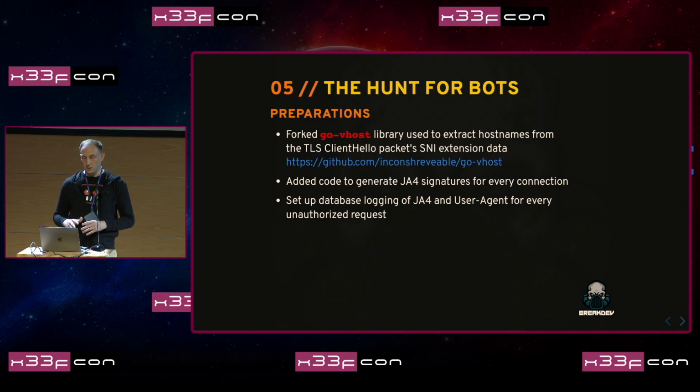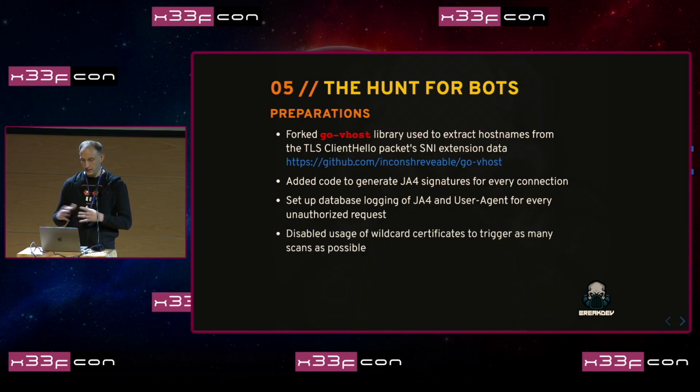And then I set up the logging so that every time I got a connection to Evilginx, I would log the IP, J4, and some additional telemetry that I will talk about a bit later, and then I would have some data set to analyze later. I also disabled the usage of wildcard certificates because, like I told you, if you don't use wildcard certificates, the bots will immediately start scanning your server, and that's what I wanted for a change. So basically, I wanted every bot to scan my website while I was gathering as much data as possible.